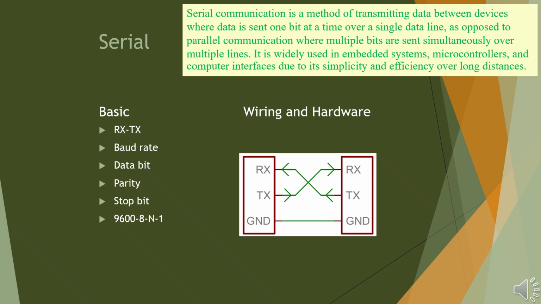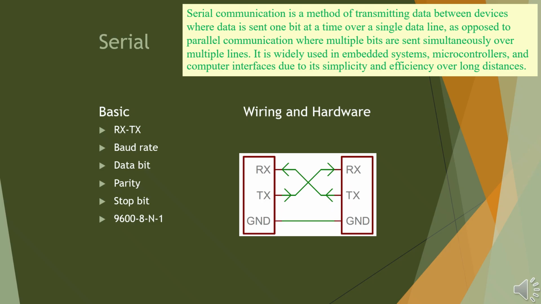Several key parameters define how data is transmitted. Baud rate specifies the number of bits sent per second. Common rates include 9,600, 115,200, and higher depending on the device. Data bits indicate how many bits make up each data packet, usually 7 or 8 bits. Parity provides a simple error-checking mechanism to detect transmission errors. Options include even, odd, or none. Stop bits mark the end of a data frame, allowing the receiver time to prepare for the next byte.